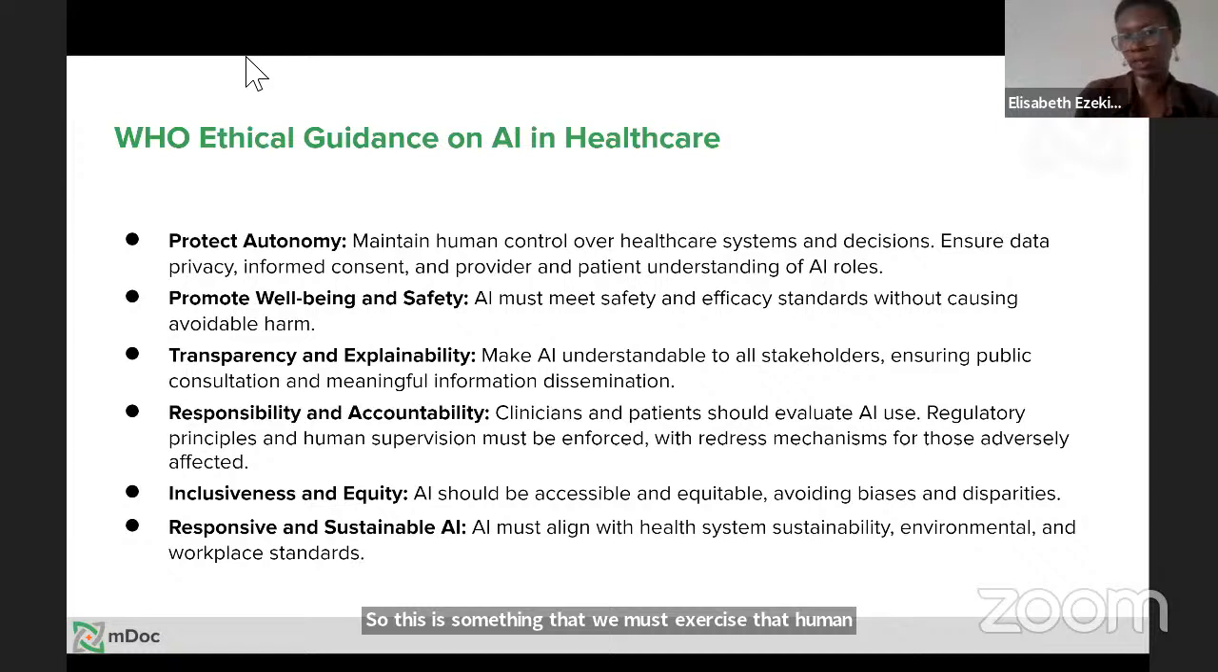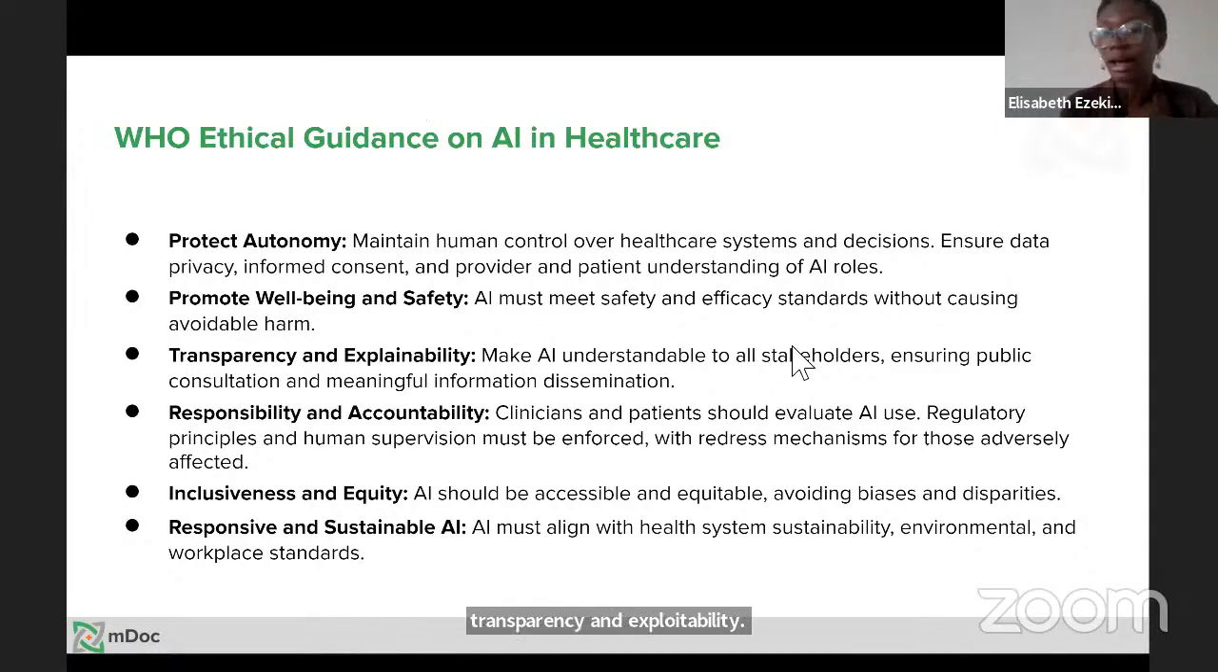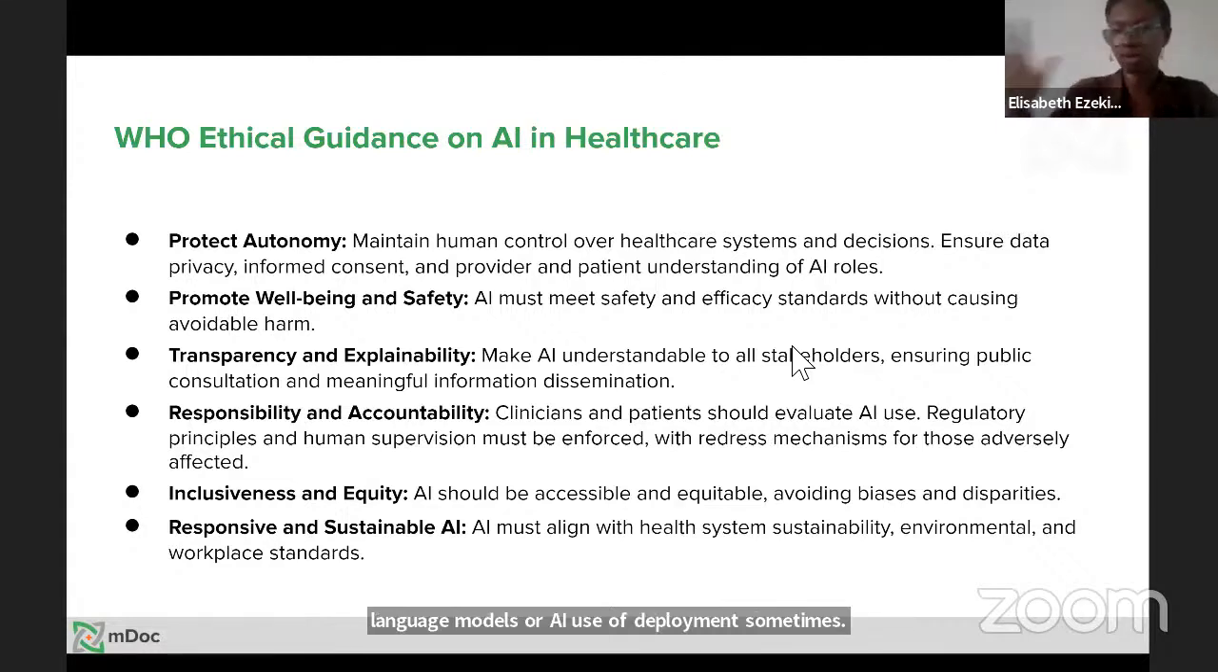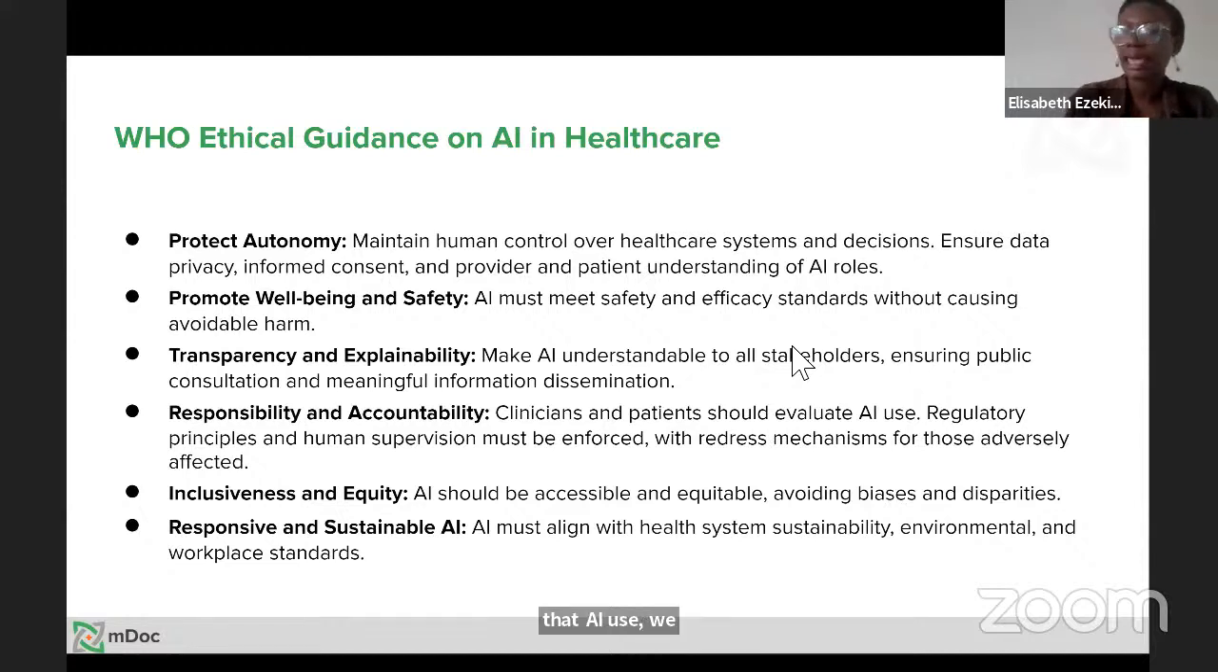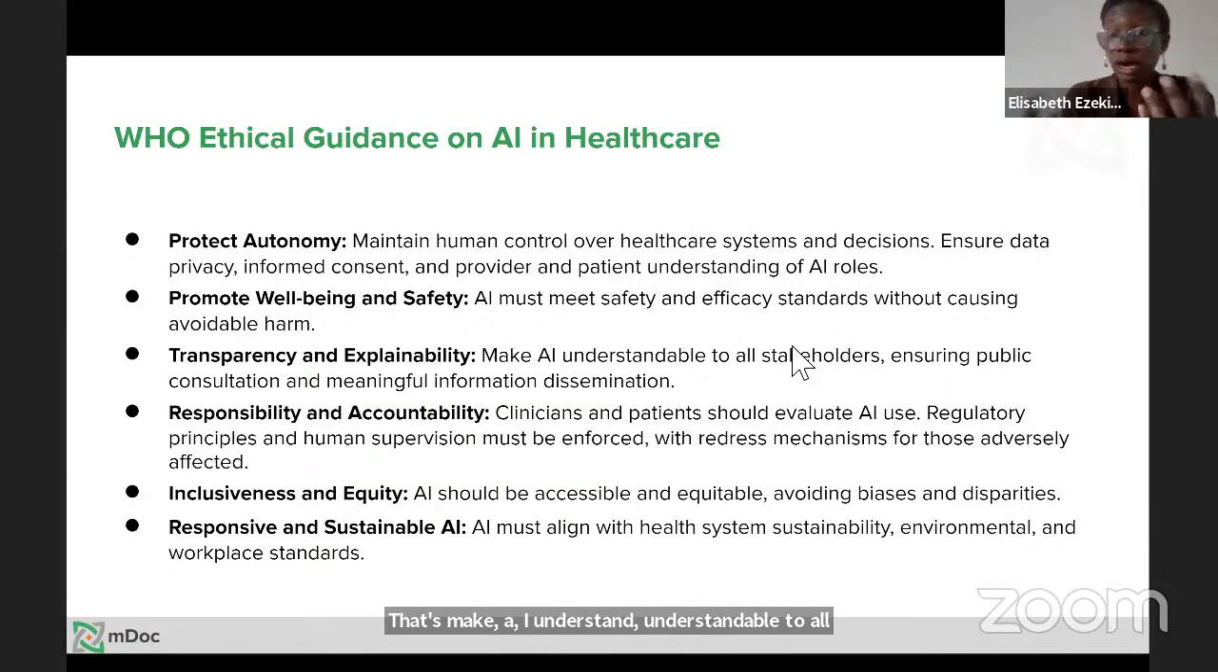Next, transparency and explainability. I mentioned earlier, when we were talking about some of the limitations in clinical settings, how large language models or AI use or deployment can sometimes give responses that are not exactly transparent as to how we came to those conclusions. So it is important that in AI use we have these guardrails that make AI understandable to all stakeholders. We ensure public consultation and meaningful information dissemination, so that the way people receive the information and are able to interpret it is transparent, validated, and authenticated.